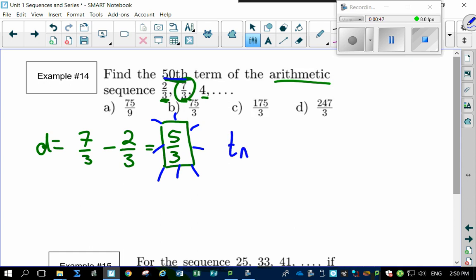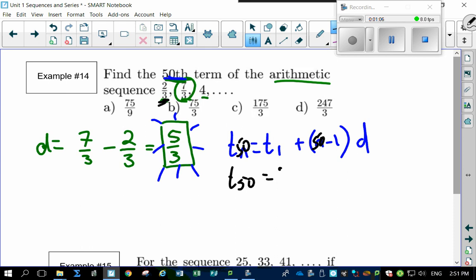Okay, go to my formula. Tn equals T1 plus n minus 1 times D. And then work it out. My 50th term, that's what I'm after. So this number here becomes 50, and if that's 50, so is that. So term 50 equals term 1, and term 1 is 2/3, plus n minus 1, that's 49, times your common difference, which is 5/3.